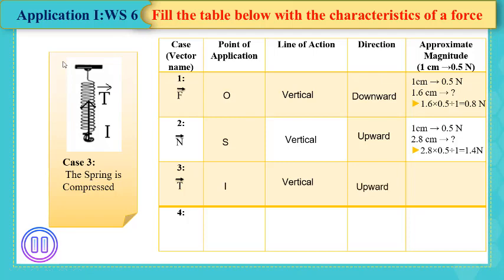Very good. The magnitude, we should, using the ruler, take the length of the vector, and then using the scale we should calculate it. 1 centimeter gives us 0.5 Newton, 1.4 centimeter the length of the vector, multiplied by 0.5 divided by 1. Note that we should always put the same units under each other. So the magnitude of this force is 0.7 Newton. Very good. Let's continue. Case 4.